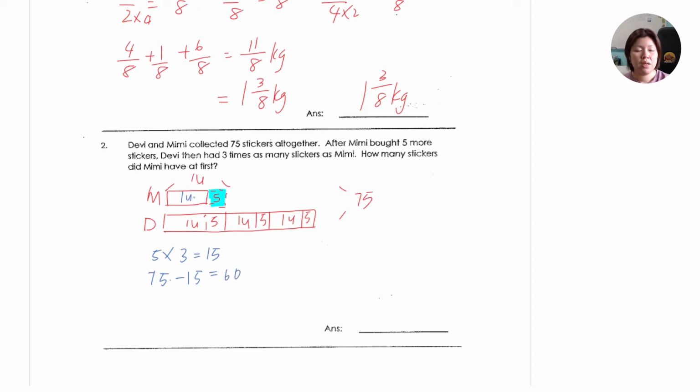So here in section 1, 2, 3, 4. So 4 units is actually equal to 60. 1 unit equals 60 divided by 4, equals 15. And I want to find Mimi at first. So Mimi without the 5 is 15.